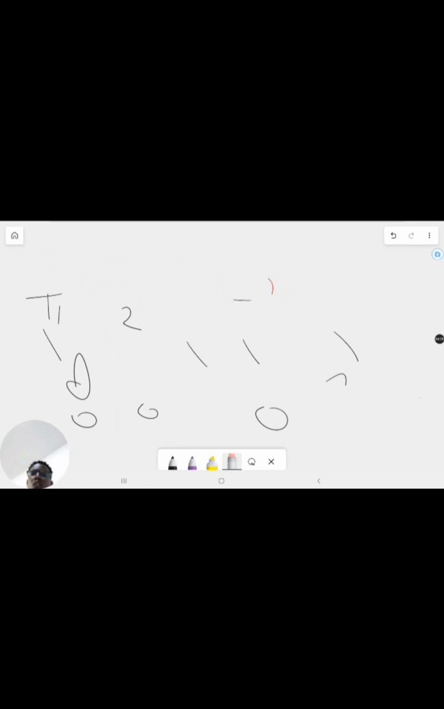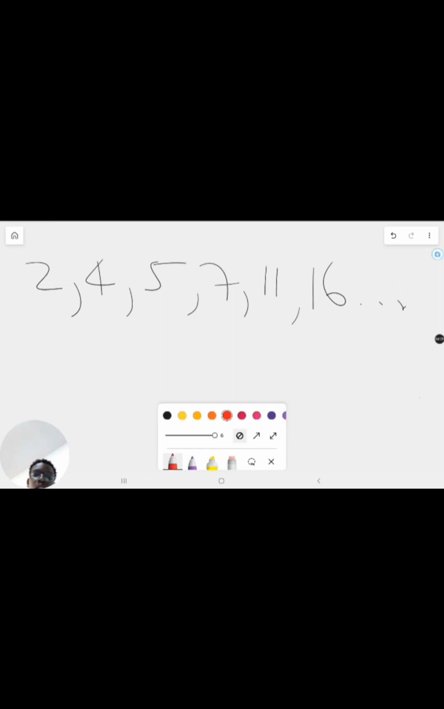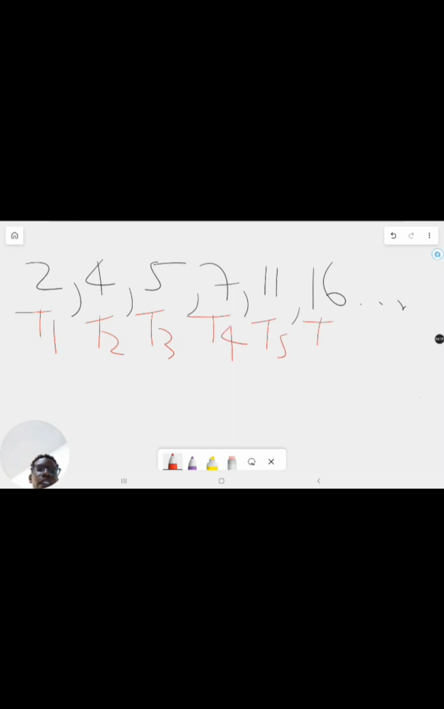Now, what if the differences were not the same? Well, if the differences were not the same, if we had 2 and we had 4 and we had 5 and we had 7 and we had 11 and we had 16, just a bunch of random numbers that I'm making up in my head. Now, T1 in this instance is 2. T2 is 4. T3 is 5. T4 is 7. T5 is 11. T6 is 16.